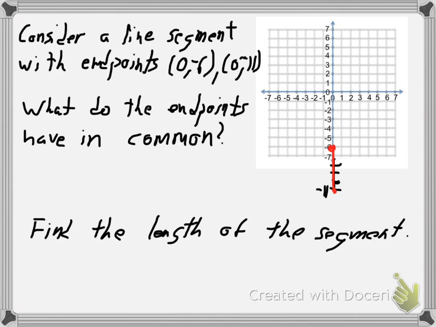Okay, and I want to find out, what do the endpoints have in common? So again, if I'm thinking about these endpoints, I can see that both of the x-coordinates are 0. And if I know that both x-coordinates are 0, I should know that they're going to end up on an axis, which, looking at my line, I can see is the y-axis. So it's a vertical line on the y-axis.